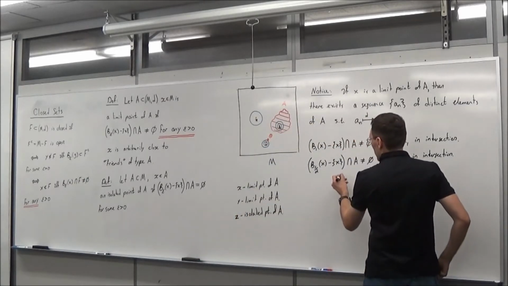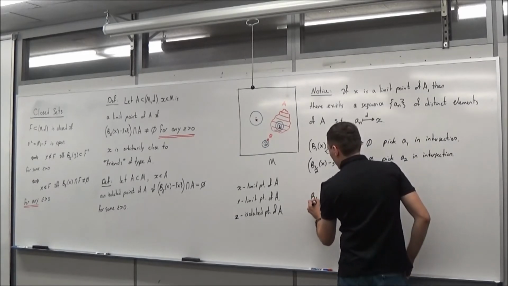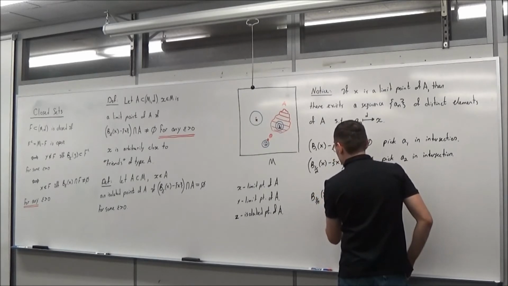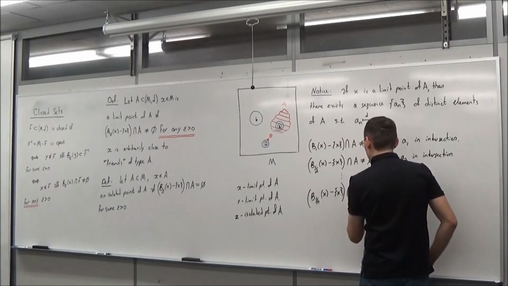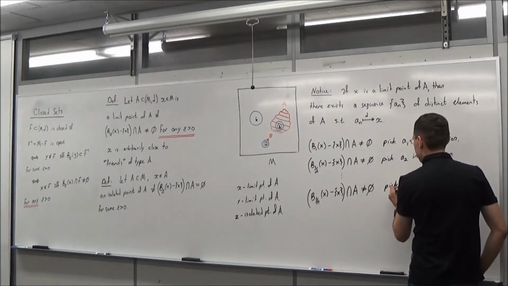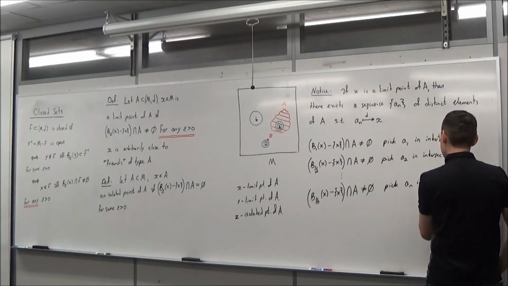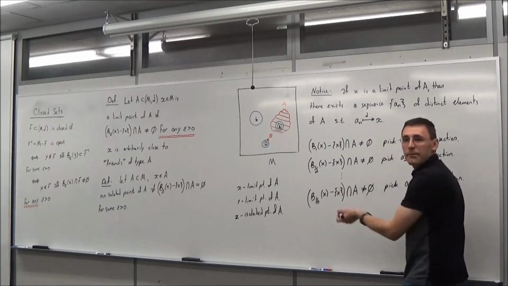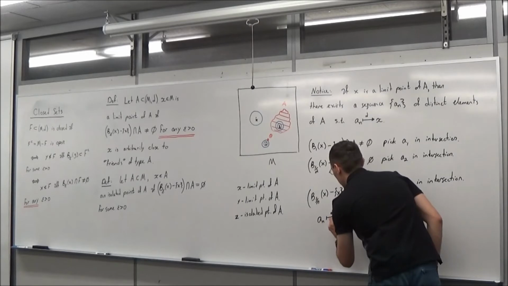And in general, I can take a ball of radius 1/n centered at x, remove the point x, and take the intersection with A. That will have to be not empty because it's a limit point, so I can pick a_n in the intersection. So it is obvious that the sequence a_n will converge under the metric d to x.